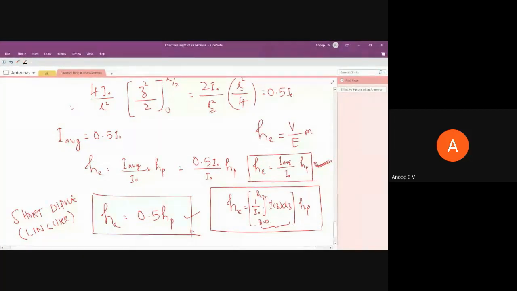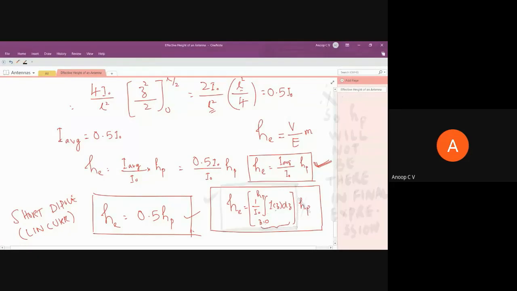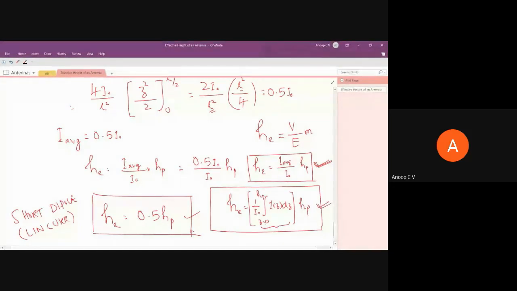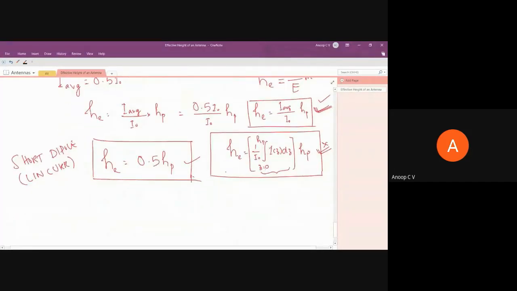In all the cases, the integration may not be from 0 to P, and at times we will have to divide it with something. So even though the standard definition is this, to solve problems, don't use this, please use this. And please remember, this I average is I average, how I average can be found out. That's it. That is what we have to keep in mind.